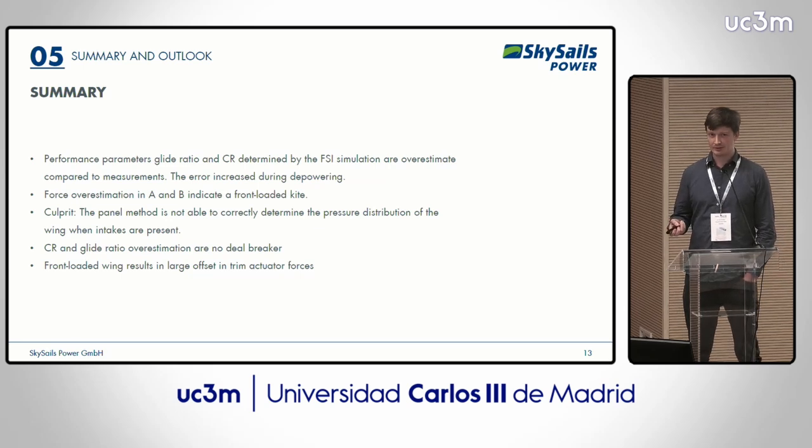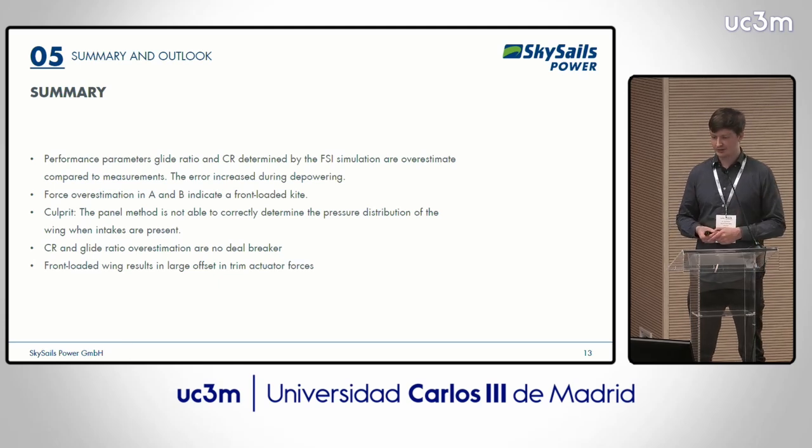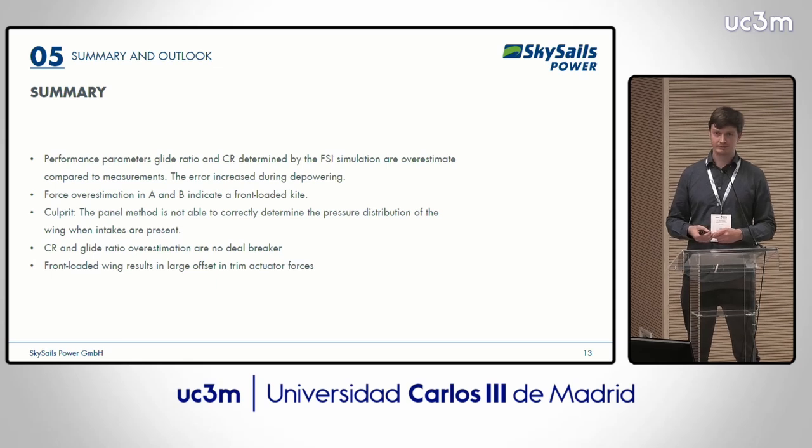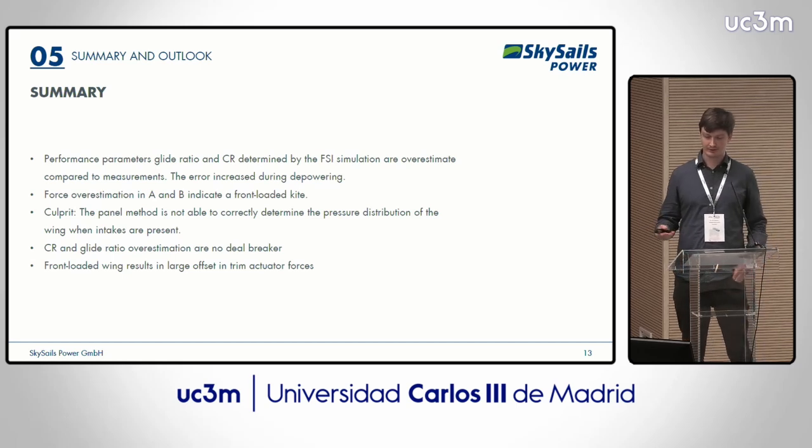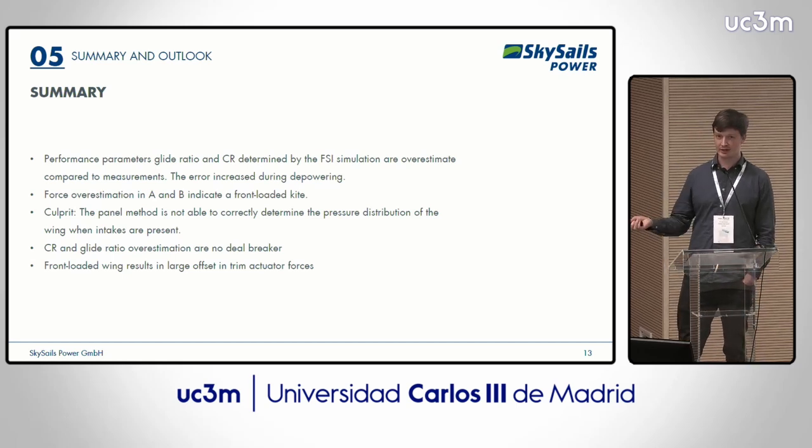So the kite design we are using right now is an open kite, which means that we have intakes over the whole span of the kite. And so as soon as the kite flies through the air, you have a lot of turbulence. And this turbulence cannot be computed by the panel method, so it assumes an attached flow. And therefore, we get a very different pressure distribution compared to what we actually measure in reality.